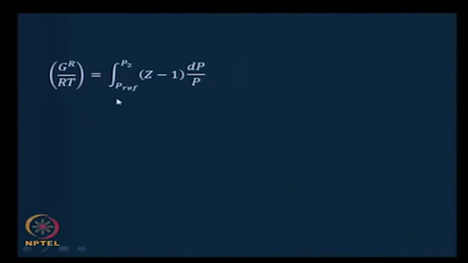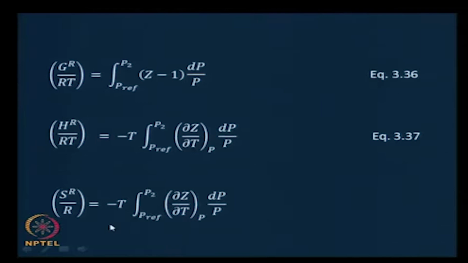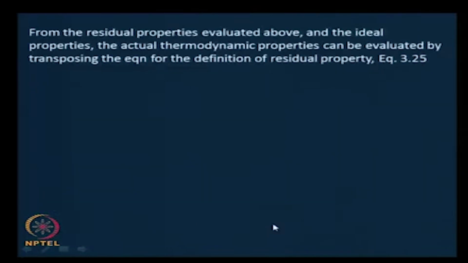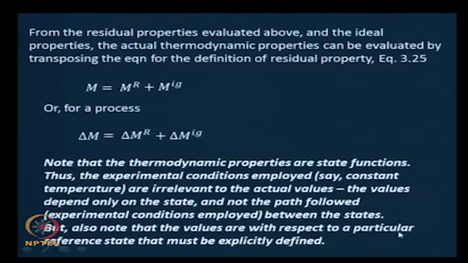G^R by RT is the integral from P reference to P2 of (Z minus 1) dP by P, H^R by RT equals minus T times the integral from P reference to P2 of dou Z dou T at constant P, dP by P, and S^R by R equals minus T times the integral from P reference to P2 of dou Z dou T at constant P, dP by P, minus the integral from P reference to P2 of (Z minus 1) dP by P. Therefore, you can use this to get the residual value, and if you know the ideal gas value, to get the actual value all you need to do is add them both, just by definition, or for a process you could do the deltas too.